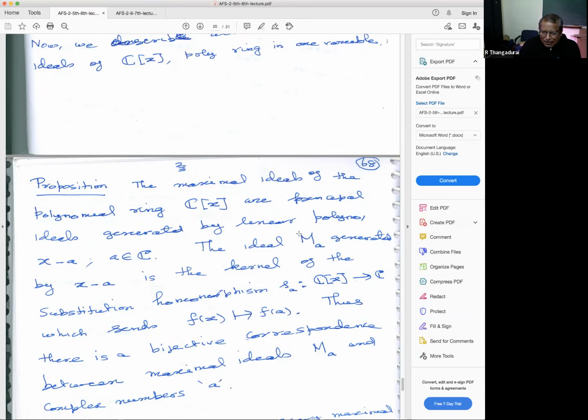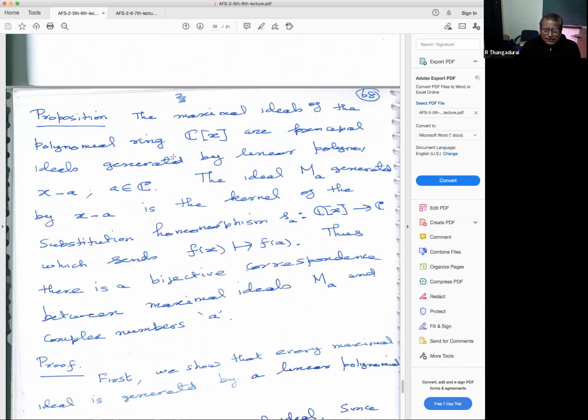Okay, but that element here is very prescribed. Every maximal ideal of the polynomial ring is generated by a linear polynomial x minus a for some complex number a. So first of all, we know in C[x] every ideal is principal. It means every ideal is generated by a single polynomial. But if it is a maximal ideal, this proposition says it is generated by a linear polynomial x minus a, where a is a complex number.